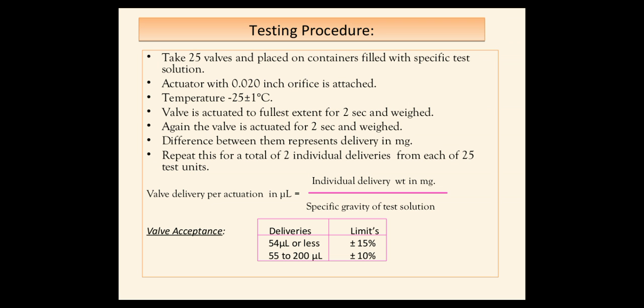Testing procedure: 25 valves are placed on containers filled with the specific test solution and actuated at a temperature of 25 degrees. The valve is actuated to the fullest extent for 2 seconds and we wait. Again the valve is actuated for 2 seconds and we wait. The difference between them represents the delivery in milligrams. With the use of this equation, and if limits are also given, if there is a change in the limits, then it is not acceptable.